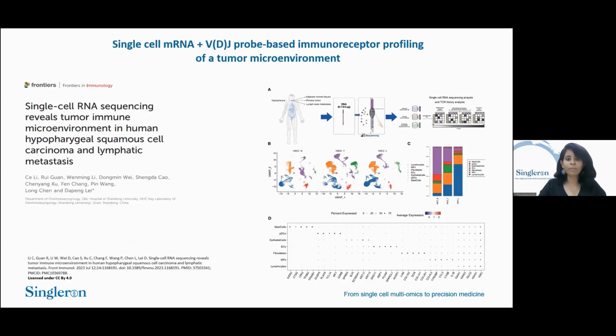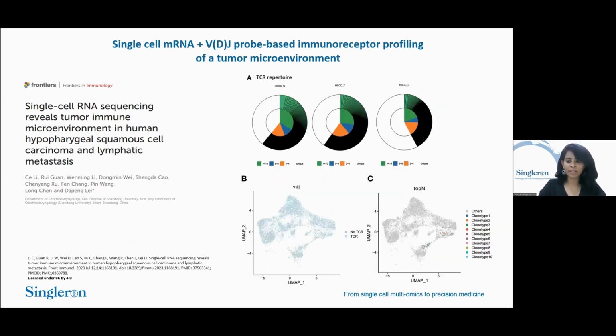I will end off by showing a customer publication here, which has looked at tumor microenvironment using our solutions. So here it's hypopharyngeal squamous cell carcinoma. The sample was taken from the hypopharynx, and they have different tissue types, normal, primary tumor, and the node. And first, they were able to use our single cell solution, GEXscope, to understand the different cell types in the sample, the immune cells.